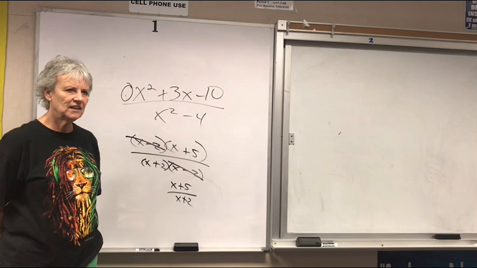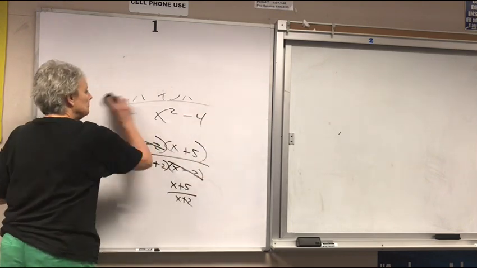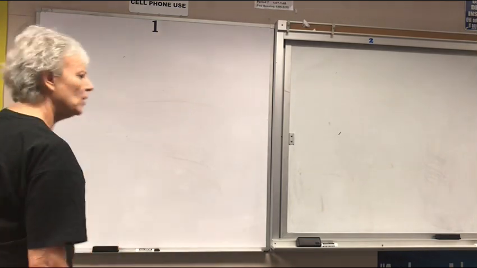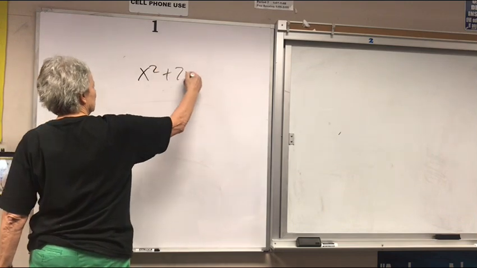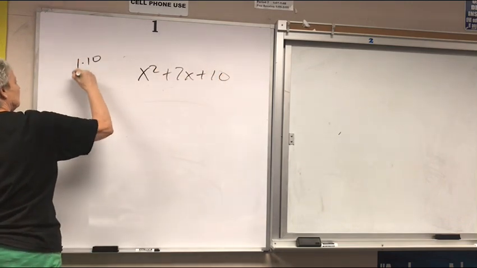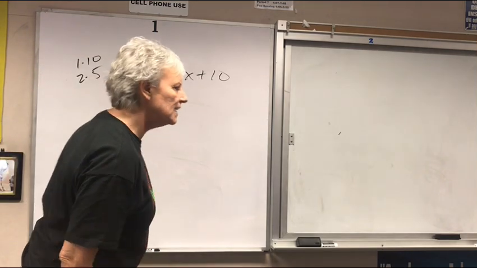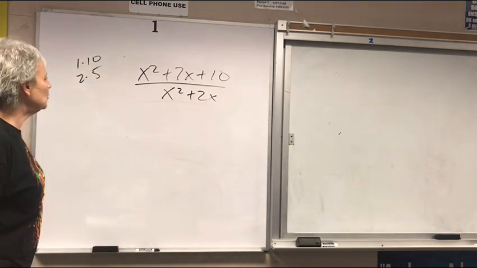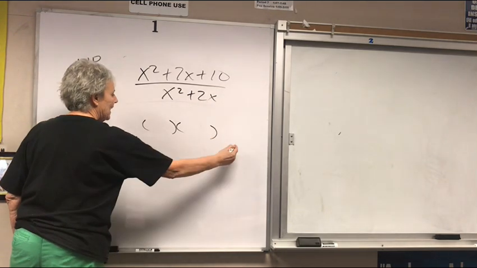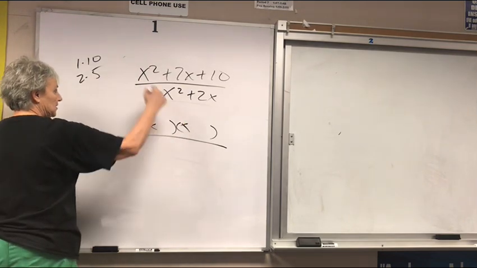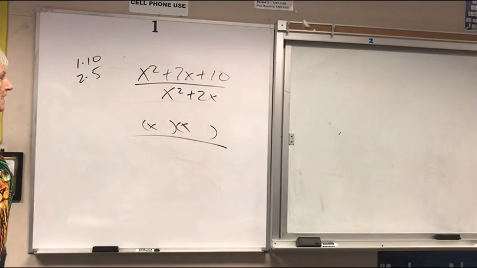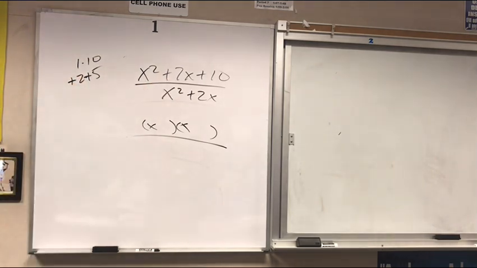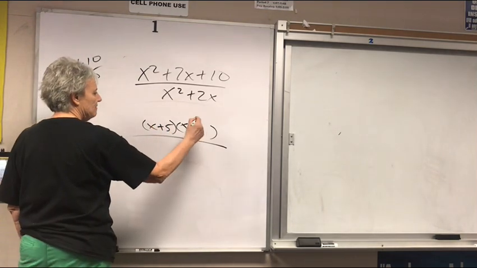Any questions? Okay, I'm going to do the one I just gave you. X squared plus 7x plus 10. Oh, we got the 10 again. And x squared plus 2x. On the numerator, we can automatically factor by shortcut because there's no number in front of x squared. And factors that add up to 7 are positive 5 and positive 2. Positive 5, positive 2.